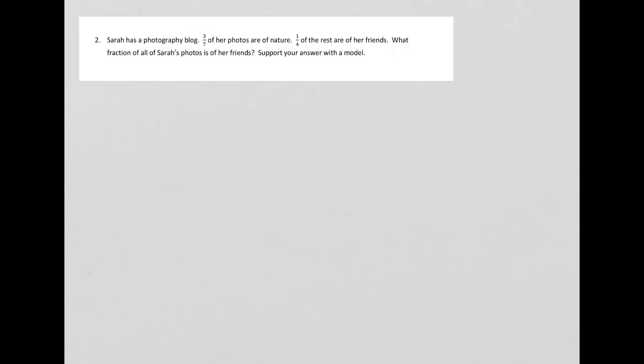Okay, so let's look at this in a word problem context. Sarah has a photography blog. 3/7 of her photos are of nature. 1/4 of the rest are of her friends. Ooh, there's one of those secret important things: of the rest. What fraction of all of Sarah's photos is of her friends? Support your answer with a model.